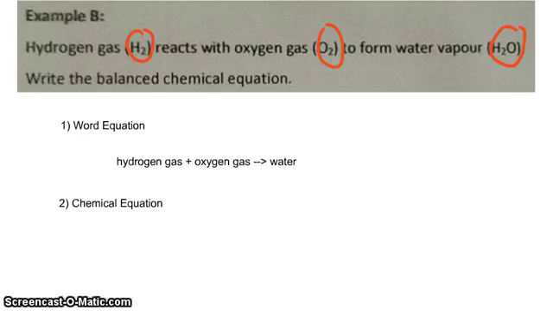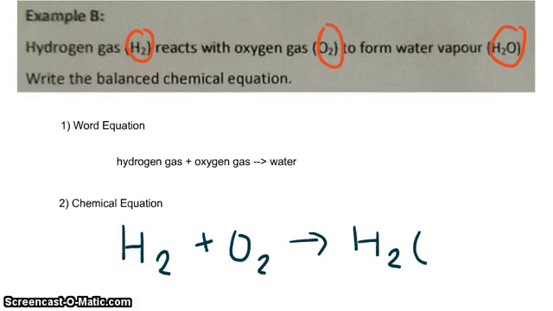And you get here H2 plus O2, arrow, H2O. So this would be the chemical equation.